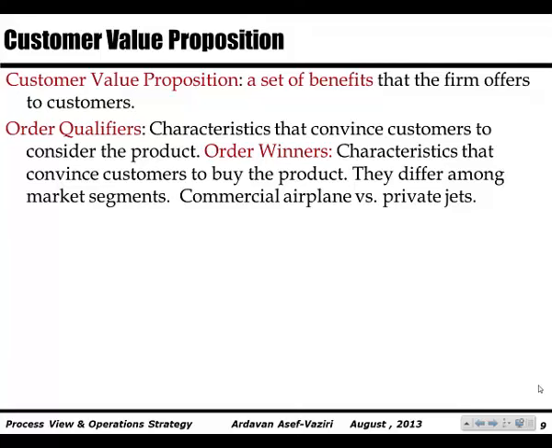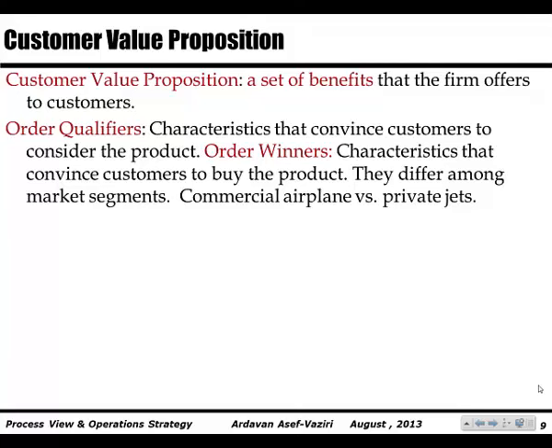Order qualifiers are characteristics of a product which convince the customer to think about that product. And then we have order winners. Order winners are characteristics beyond order qualifiers. Order winners convince the customer to buy the product. And this is different for different market segments.